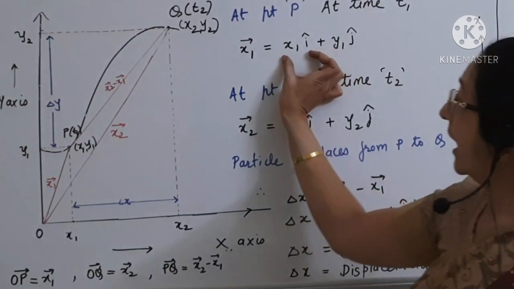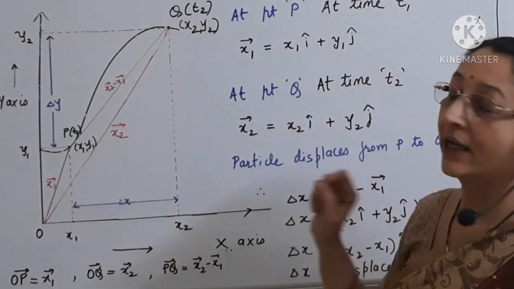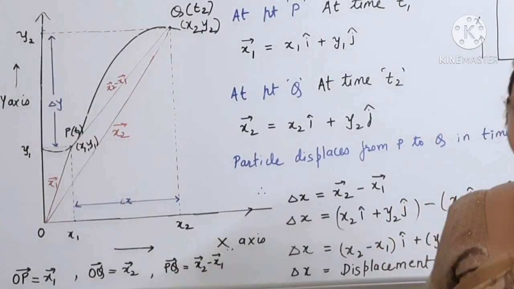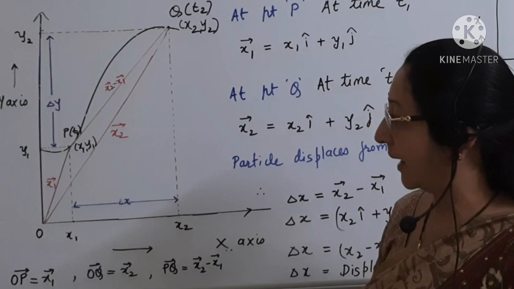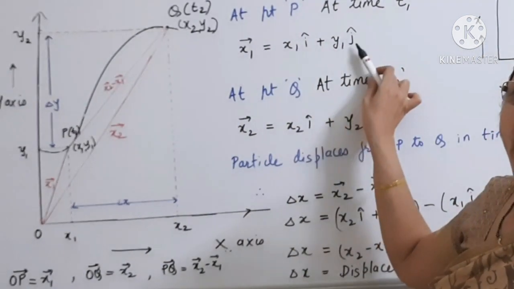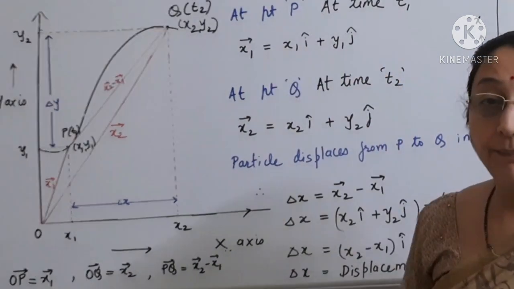हा त्याचा x कंपोनंट आहे, म्हणजे कंपोनंट अलॉंग द x ॲक्सिस x1, आणि y1 हा त्याचा y कंपोनंट आहे अलॉंग द y ॲक्सिस. सो x1 ला आपण, हा जो वेक्टर आहे x1, या वेक्टर x1 ला आपण कसं लिहिलं, x1i प्लस y1j. So this is at point P.